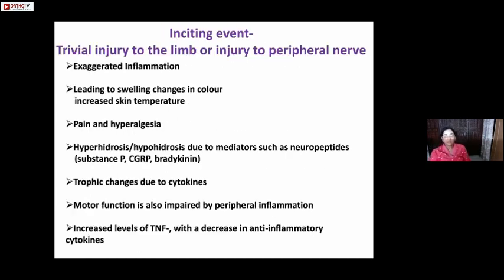So any inciting event or trivial injury to the limb, or injury to the peripheral nerve, whether it may be a distal end radius fracture, a tight cast or a wrongly given cast, or an operated distal end radius, whether it may be a fixator or a plate, can lead to CRPS. It presents as exaggerated inflammation, leading to swelling, changes in color of the skin, increased skin temperature, pain, hyperalgesia, increased or reduced sweating, trophic changes due to cytokines, impaired motor function due to peripheral inflammation, and increased levels of tumor necrosis factor.